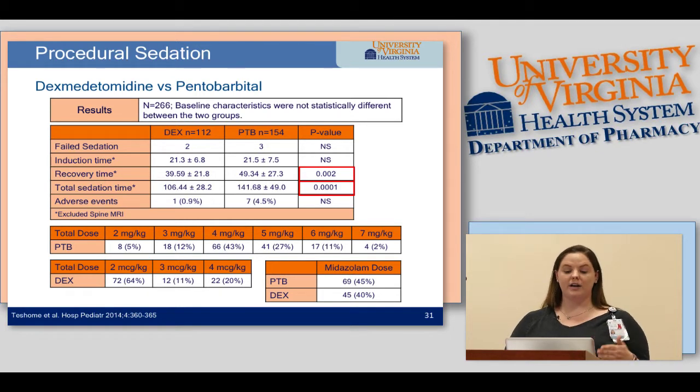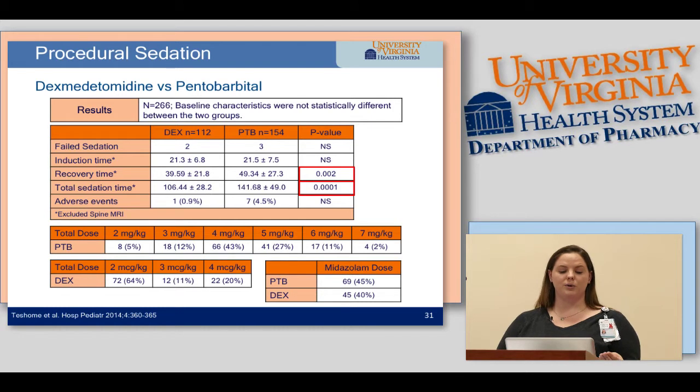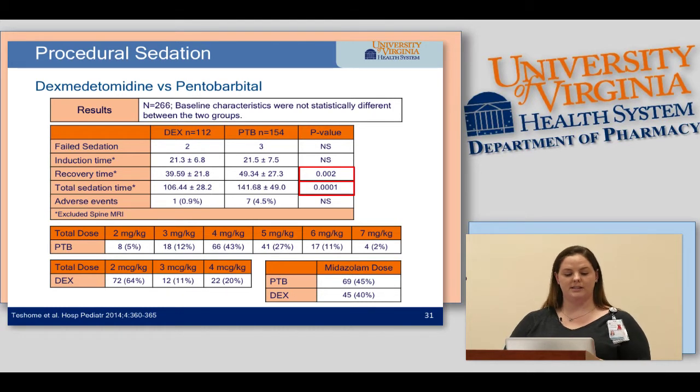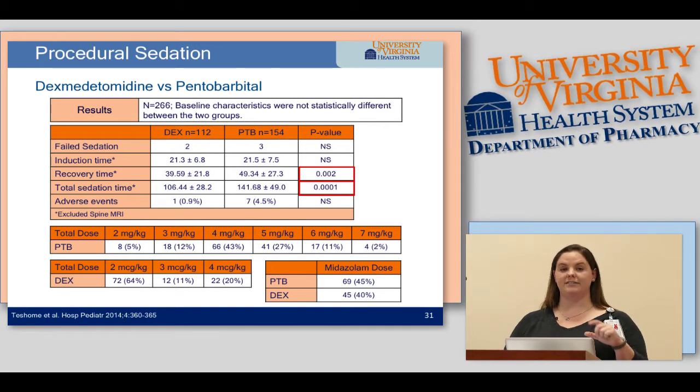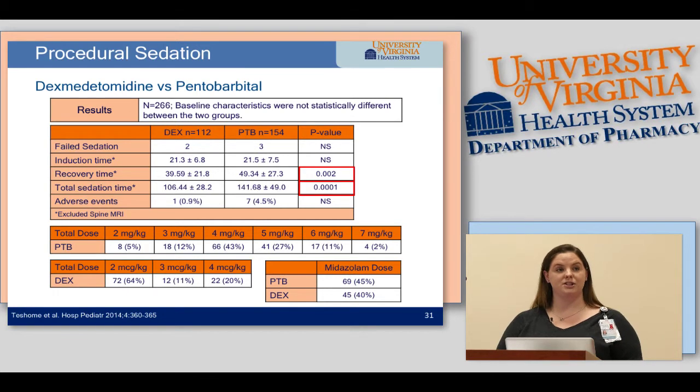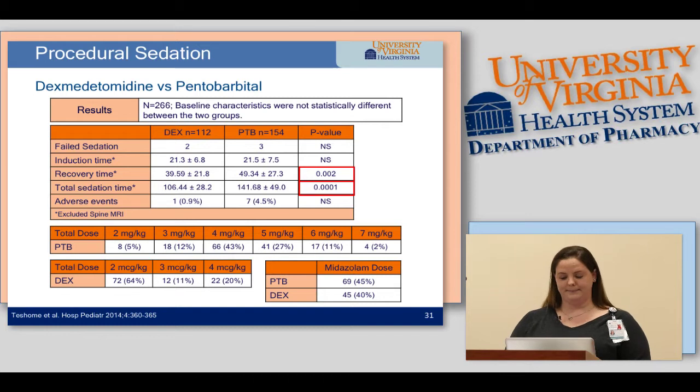And then for recovery time, the patients that received dexmedetomidine had a shorter time to recovery compared with the pentobarbital group. I have the total doses listed for the pentobarbital and the dexmedetomidine there, as well as the percentages of patients that received that specific dosing for their procedure. And I've listed down on the bottom of the screen the midazolam dosing. As you can see, with the pentobarbital group, 45% of the patients had to receive additional doses of midazolam in order to achieve adequate sedation, whereas with the dexmedetomidine group, it was 40%.